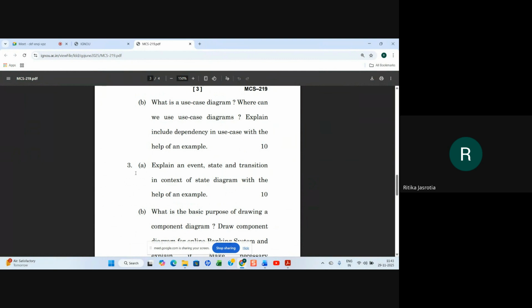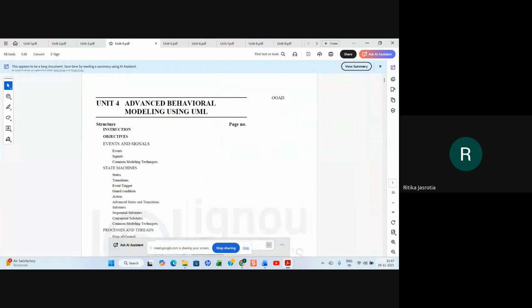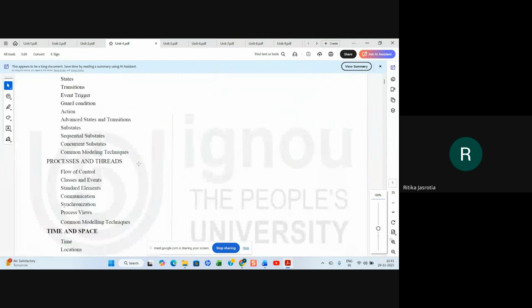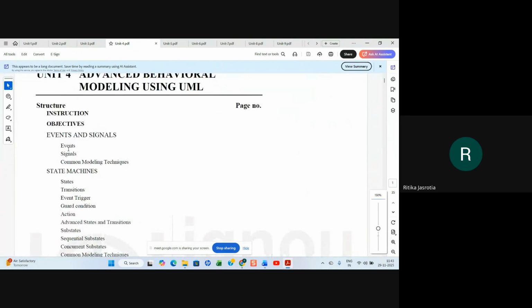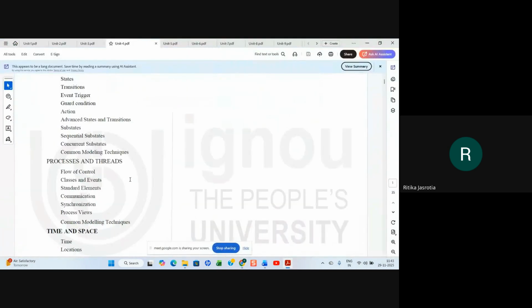Then third question. Again, in the second, third, fourth, and fifth, you have to do any three. You can leave one question. So third is: explain an event, state, and transition in context of state diagram with the help of an example. So again, I think state diagram, here in block 1 unit 4 it is given. So it was asking you event, state, and transition. So it is given here.